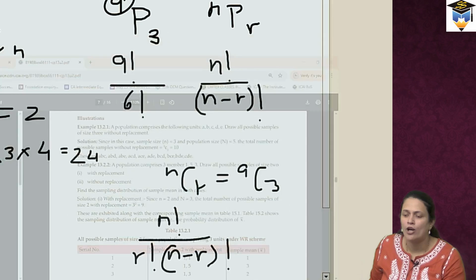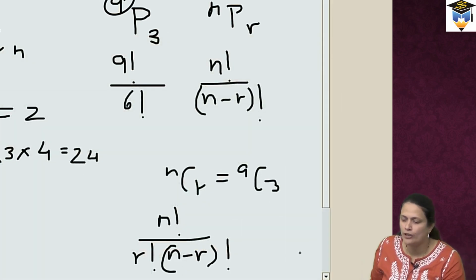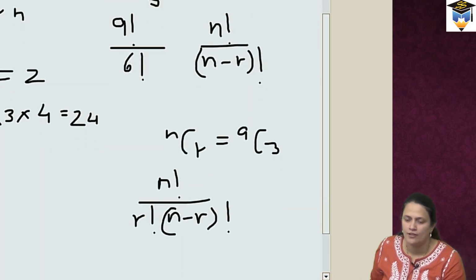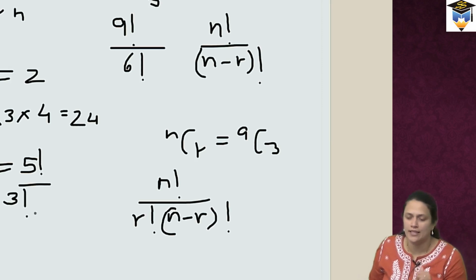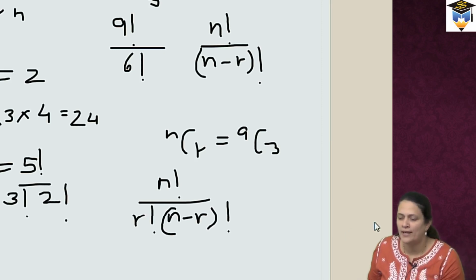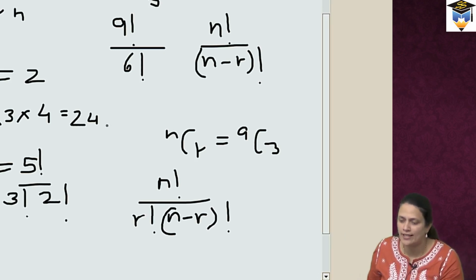So now according to the formula, we are going to apply it like this. 5C3. What is the formula? 5 factorial upon 3 factorial into 5 minus 3, that is 2 factorial. Now pay attention. How are we going to solve this? First write down this formula.